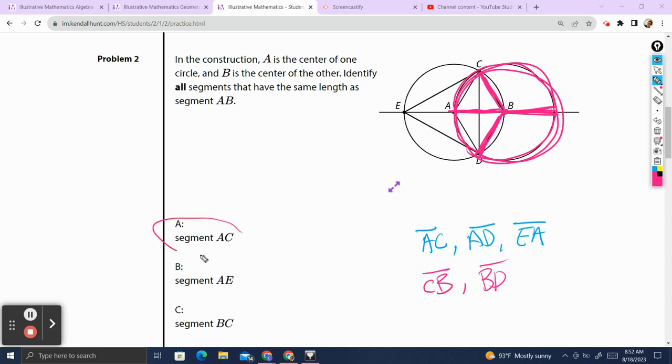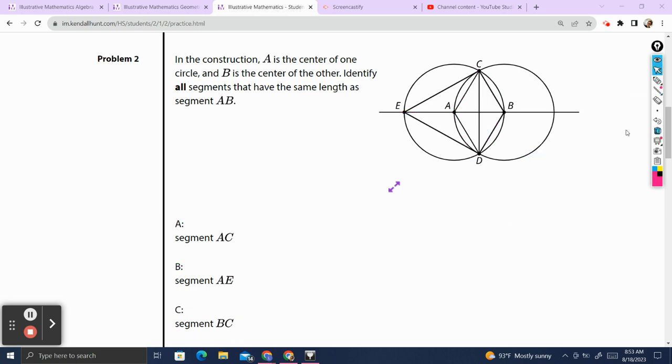Now let's go ahead and circle our answer. A is a correct answer. B is a correct answer. And remember that AC and CA are the same segments because when we're looking at a segment, we can trace it this way or we could trace it that way. So it's the same thing. We have segment AE, which is going to be the same as EA, because EA or AE traces the same segment. BC is the same as CB, so that is one of our answers.